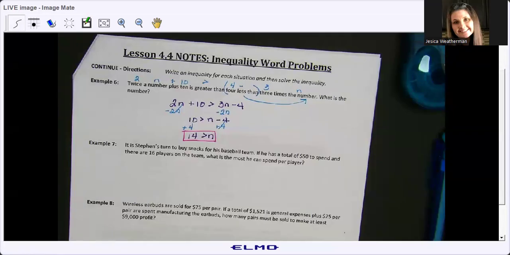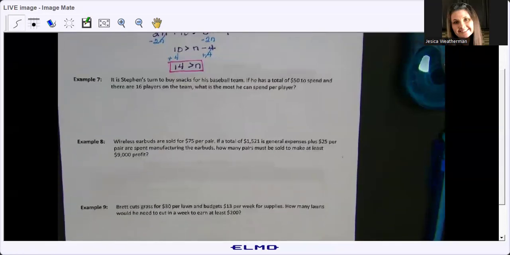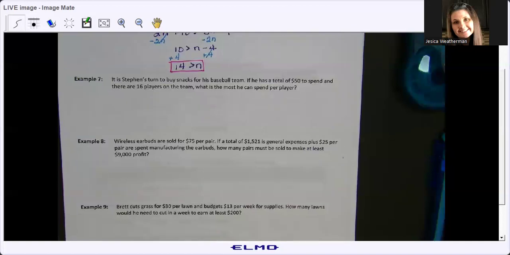Okay, let's go ahead and move on down to these story problems. Number 7: it is Steven's turn to buy snacks for his baseball team. If he has a total of $50 to spend and there are 16 players on the team, what is the most he can spend per player? It's not going to be very much, let me tell you that. The first sentence is not needed, but it's there to lay the foundation for the story. If we understand what the story is, it makes it easier to come up with the equation or the inequality.